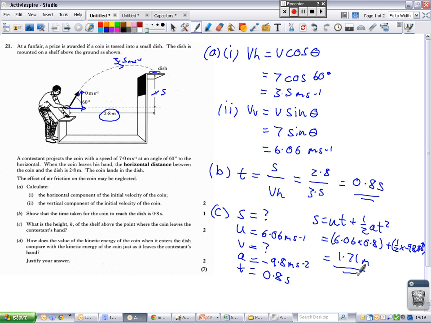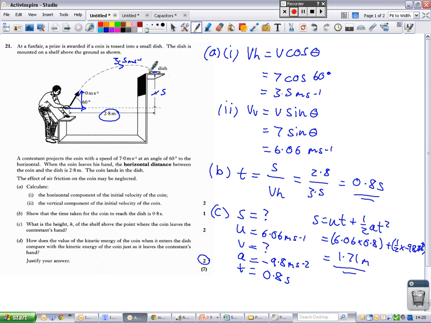Now part D I deliberately put in, it's a wee bit trickier. It asks you to think about things a wee bit more. These 2 markers on the end make the difference between B's and A's. So if you're looking for an A, you'll probably have to answer these. How does the value of the kinetic energy of the coin when it enters the dish compare with the kinetic energy of the coin just as it leaves the contestant's hand? And justify your answer.